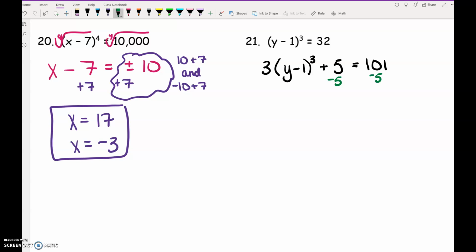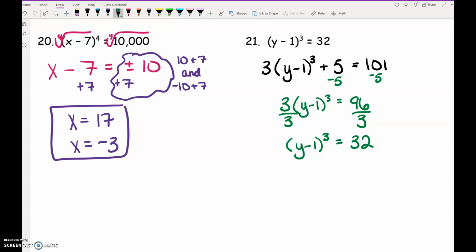Subtract 5. So we have 3 times the quantity y minus 1 to the third equals 96. And then divide by 3. You cannot distribute that 3. You have to get rid of it from the parentheses by dividing both sides by 3. And that will bring us to y minus 1 to the third equals 32, the problem we originally started with. I just added 2 steps to it.